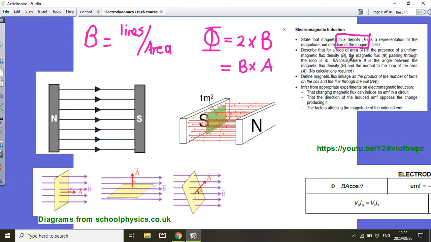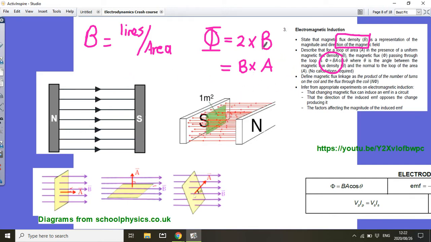We'll get to the cos theta now. If we just look at that part there, flux is the total number of lines. So it's the number of areas, 2 if we have 2, 1 if we have 1, times the area, times the magnetic flux density, how many lines are going through one block.